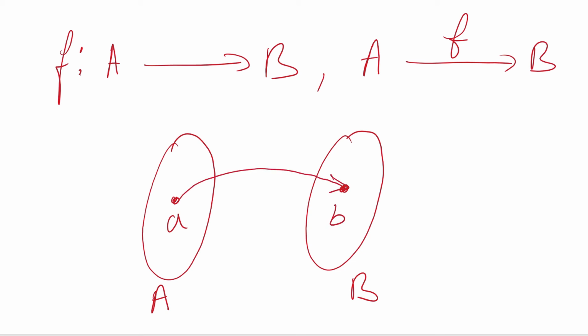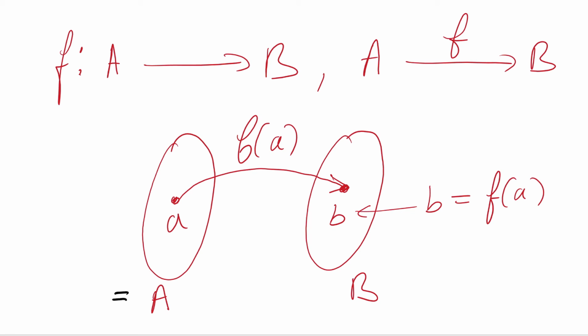So this b is equal to f of a, and we can just put it this way. So f of a maps to b, right? So a maps to b through f. Recall that A is the domain and B is the codomain.